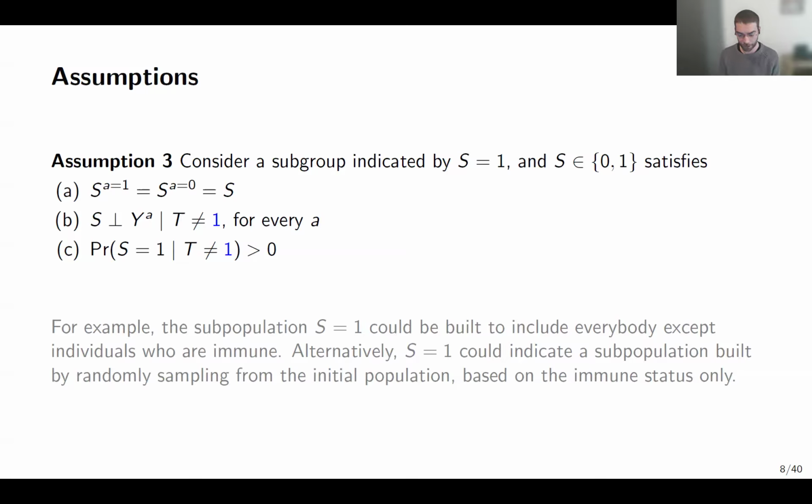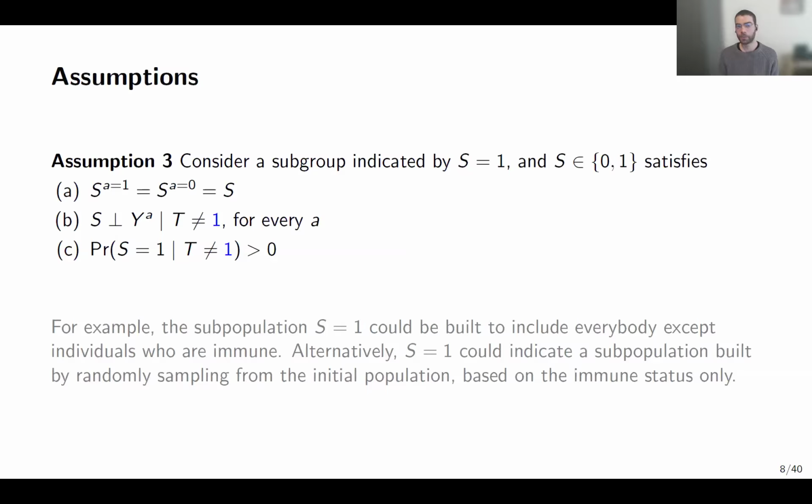And now we will require S to fulfill 3 assumptions. So A, the treatment doesn't affect S. B, S is independent of the counterfactual outcome among non-immune individuals. And C, the probability of being in the subpopulation of interest among non-immune individuals is higher than 0.